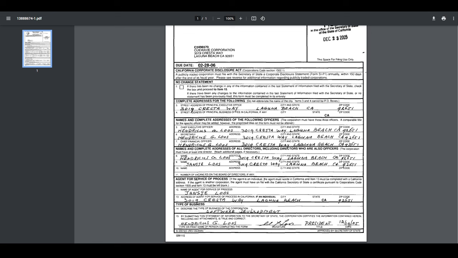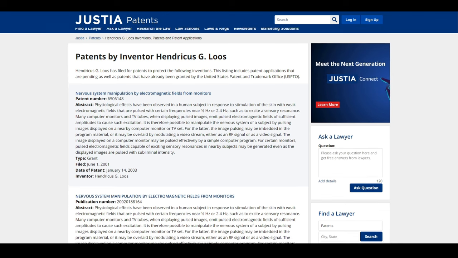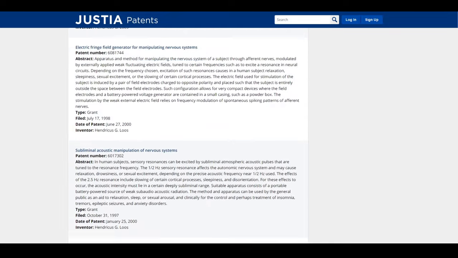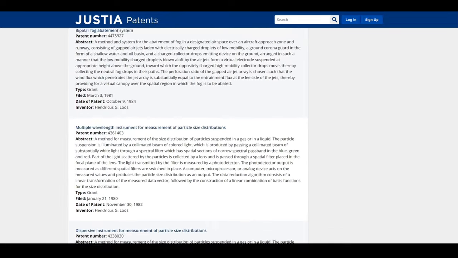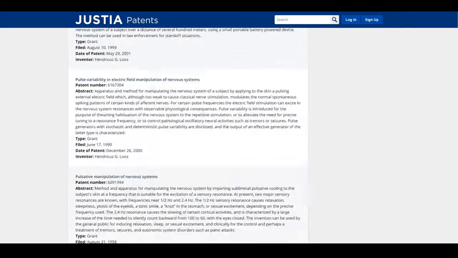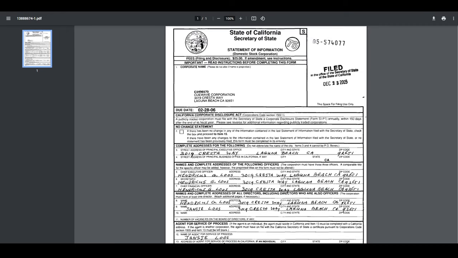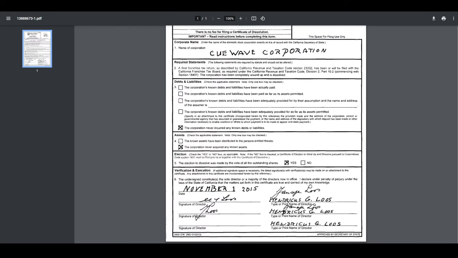Think about it. A prolific and highly skilled inventor, obviously this man is top of his field, and we'll see why in just a second, pursues almost a dozen separate but highly correlated nervous system manipulation patents from 1998 to 2005. 2 years later, he forms a software development company that's registered and updated for the next 12 years continuously, while accruing zero debt, zero liabilities, and zero assets, and then closes it all down.